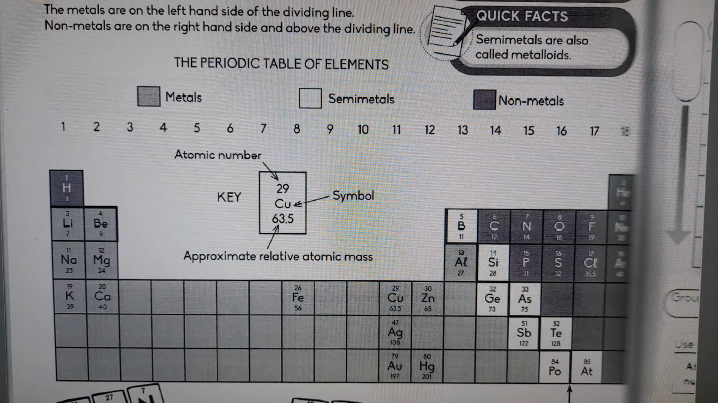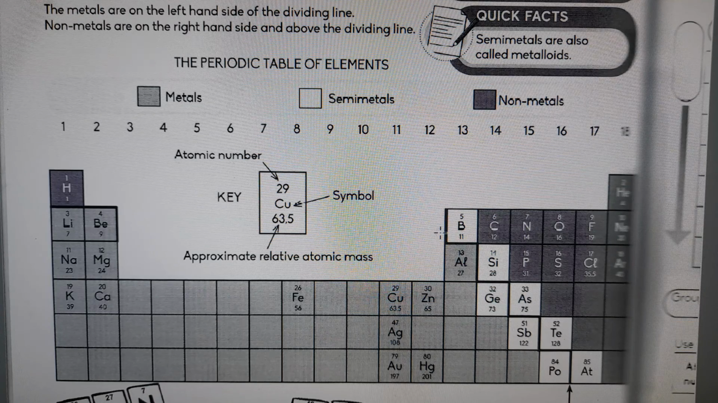Where is the dividing line? Is this the dividing line? Yes, this is the dividing line that they are talking about. You see this bold line? This is the dividing line.